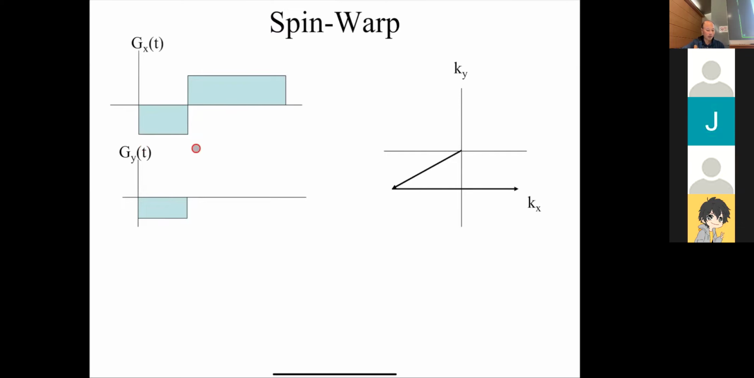In the beginning, the GX and GY gradients are both negative in this case. So that moves us out from here to here, right? Because I'm accumulating negative area. And then I stop the GY gradient, so I don't move anymore in KY. But I start accumulating positive area on GX, and so that moves me along the line here. Okay. The basic idea is as I'm moving along that line, I'm going to acquire data in K-space. So spin warp is I'm going to go line by line by line through K-space.